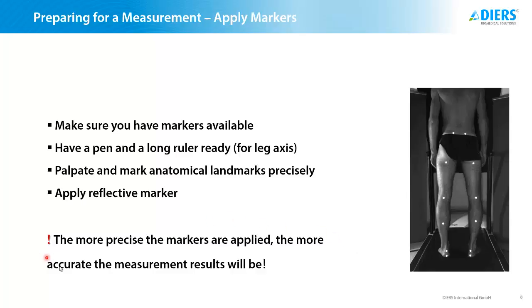Very important remark over here: the more precise the markers are applied, the more accurate your measurement results will be. If you, for example, place this knee marker too much to the lateral or too much to the medial side, it will change the Q angle that you might want to look at.